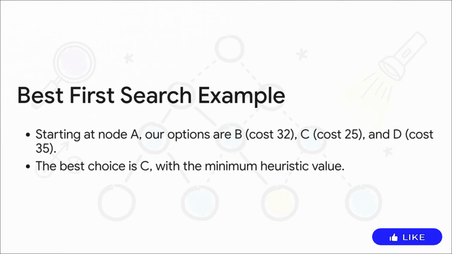Now, best first search is pretty greedy. It just looks at the options and picks the one that seems best right now. In this case, C has the lowest cost of 25. So boom, that's our next move.